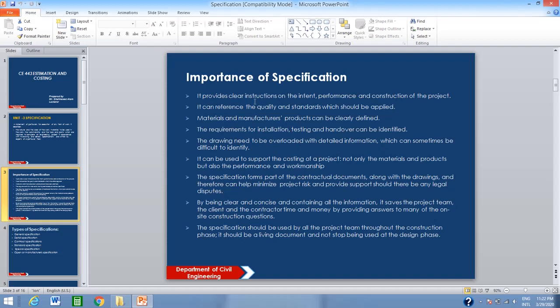These are the points showing the importance of the specification, because if you know the specification of the material and the specification of the construction techniques, then we can complete our projects easily, and we can also minimize the cost of the project if we know each specification and everything before the construction.